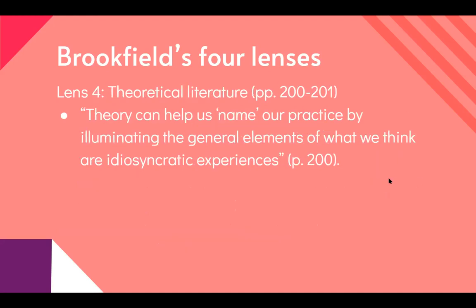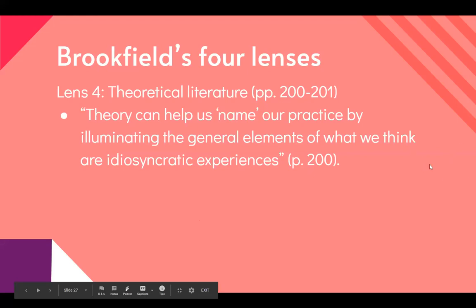Finally, the fourth lens for Brookfield is the theoretical literature. And he talks about theory giving us opportunity to name what we're doing. So we can name our practice by, instead of considering what we have as just unique and idiosyncratic experiences, looking at how they contribute to larger theoretical perspectives or epistemological perspectives as we start to look at what's being said about these kinds of things outside of our own individual context.